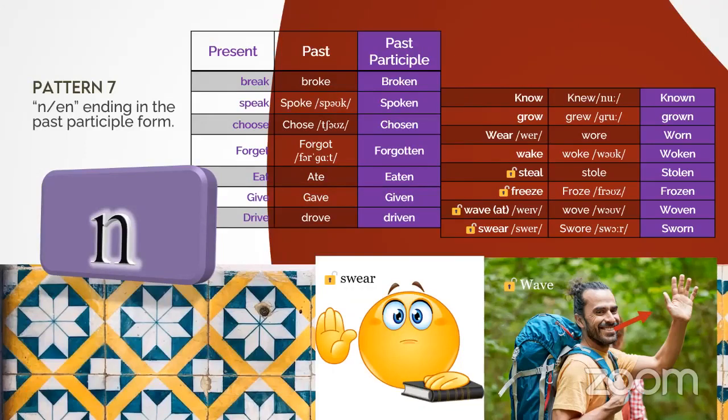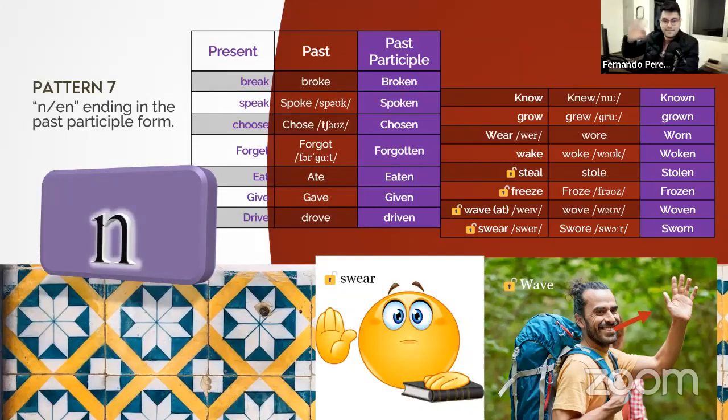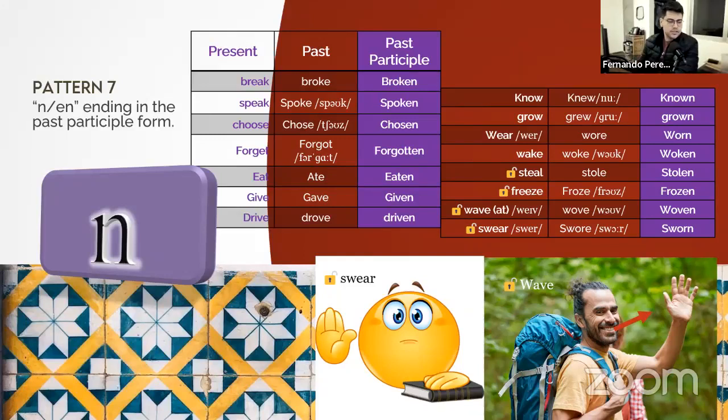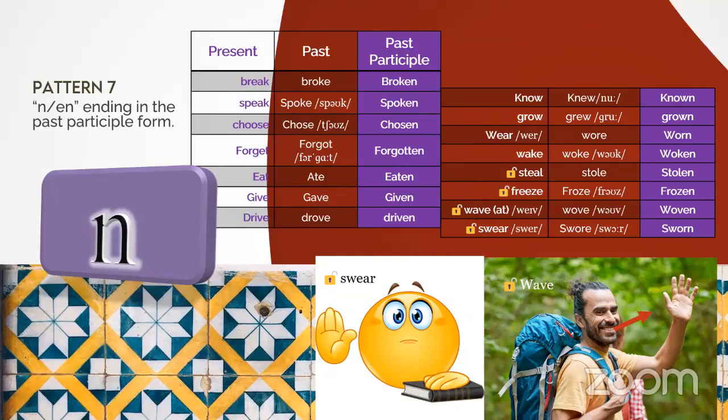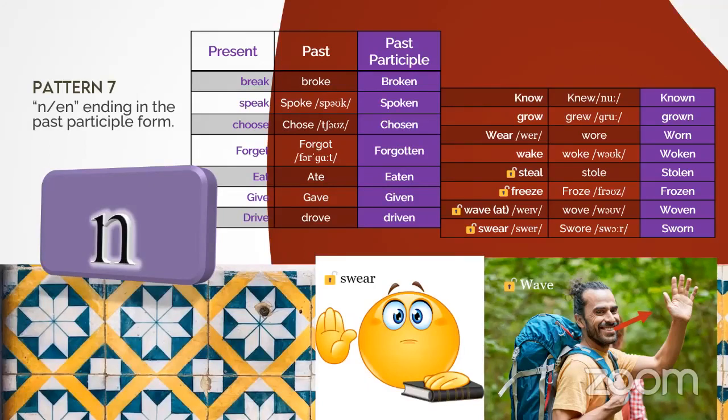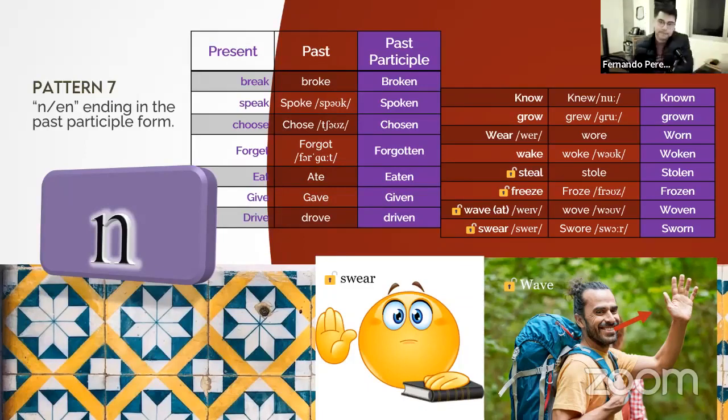But you need to do this thing with your hand. So you need to move something with your hand, and in this case we can use it like wave. It depends on the movement. For example, this, I am waving my wallet. But if I do this, I am shaking my wallet.